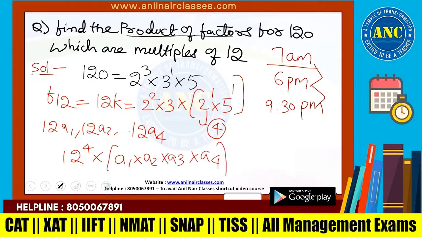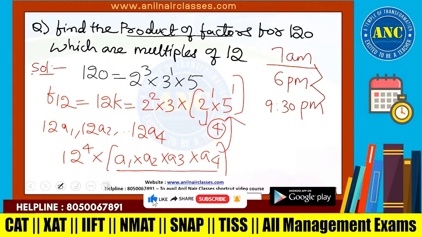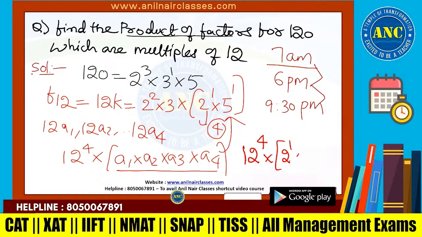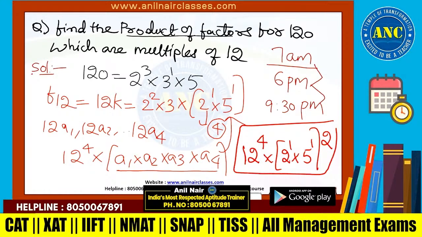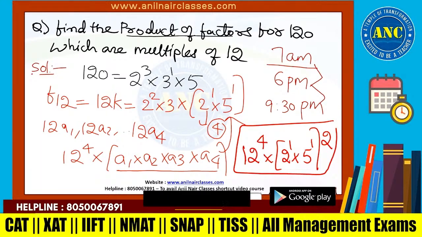a4. What are these a1, a2, a3, a4? This is the product of the factors for this number. So the answer is 12 power 4 into 2 into 5 power 4 by 2, which is 2. This is the product of the factors. If it is clear to you, please reply in the live chat. If you want me to take one more example with not multiples, that also I will take it. Kindly reply in the live chat.